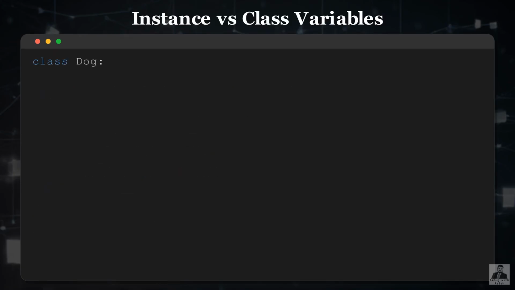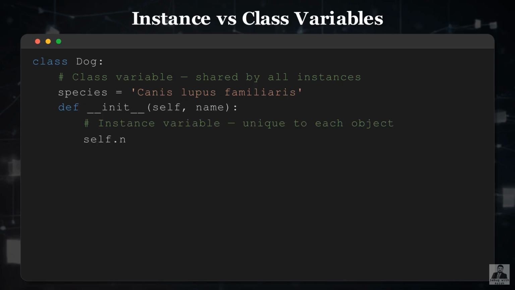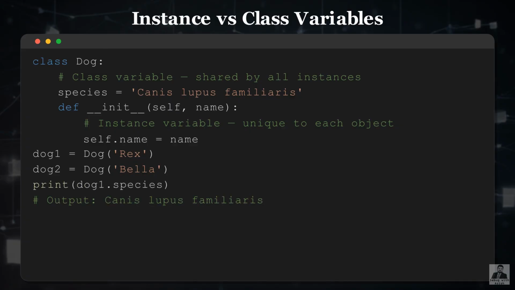There are two types of variables in a class. A class variable is defined directly inside the class body, outside any method. It is shared by every instance of that class. Changing it affects all objects. An instance variable is defined inside the __init__ method using self. Each object gets its own separate copy. Here, species is a class variable shared by all dogs. Name is an instance variable unique to each dog. dog1 has the name Rex, and dog2 has the name Bella.